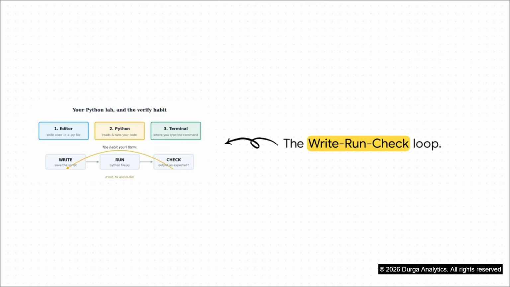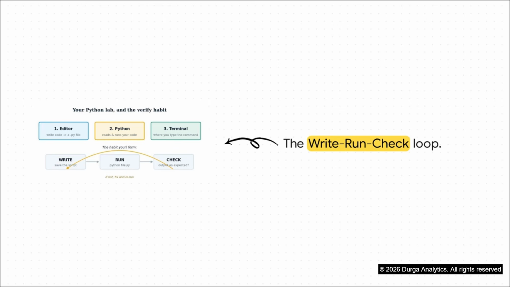Moving on to Section 2, the big picture of what a Python lab actually is. Take a look at the workflow on the screen. Notice the arrows. You write, you run, and then you check. This is your daily reality on the desk. You've got an editor where you write your code and save a .py file. You have a terminal where you type your commands. And you have Python, which is the engine that actually reads and runs that code. So it's a constant loop.